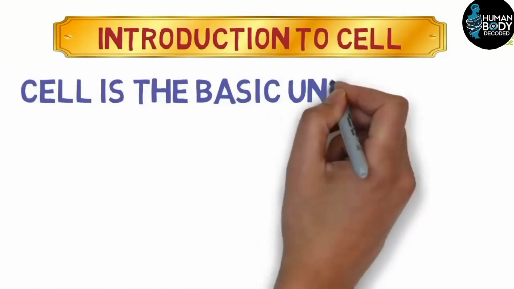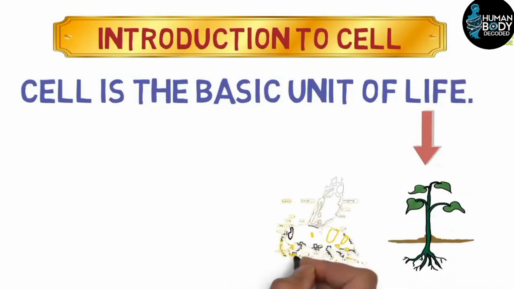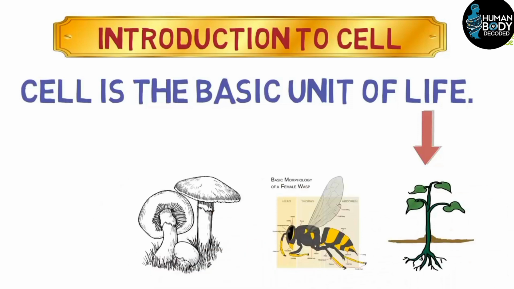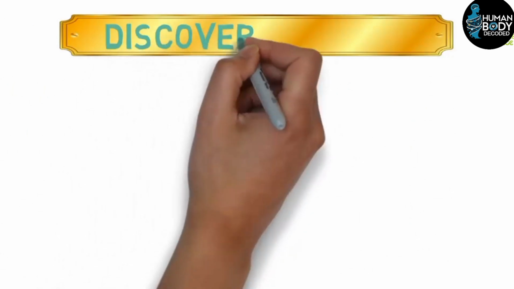The cell is the basic unit of all living organisms in the world. Whether those organisms are plants, animals, bacteria, or humans, the fundamental unit of all life is the cell. Now, let's move on to how the cell was discovered. Before discussing the discovery, let me share a bit of history.